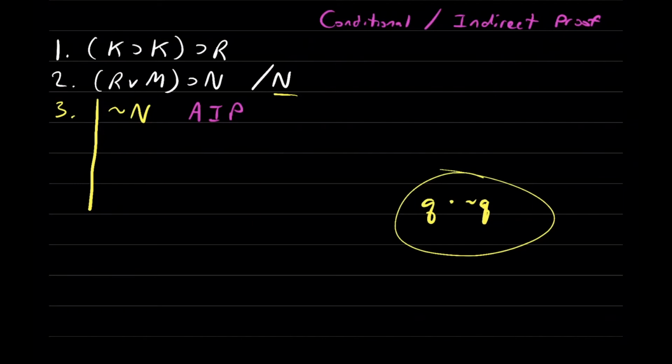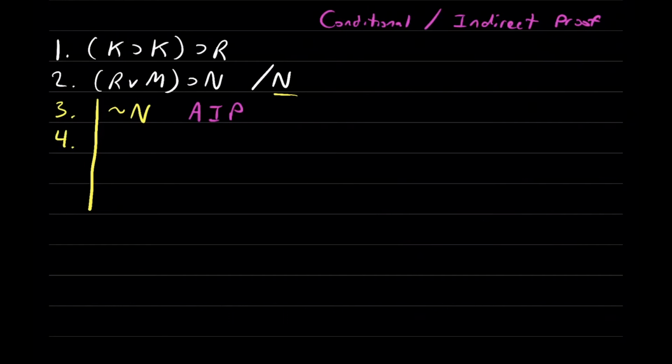So we're looking for any substitution instance of Q and not Q. It could be A and not A, it could be K and not K, it could be A and B and not A and B, any substitution instance whatsoever of Q and not Q. So with that in mind, I'm going to erase that, and let's dive in and see what we can come up with. So what I see from here is that assuming not N gives me a nice, easy starting point.